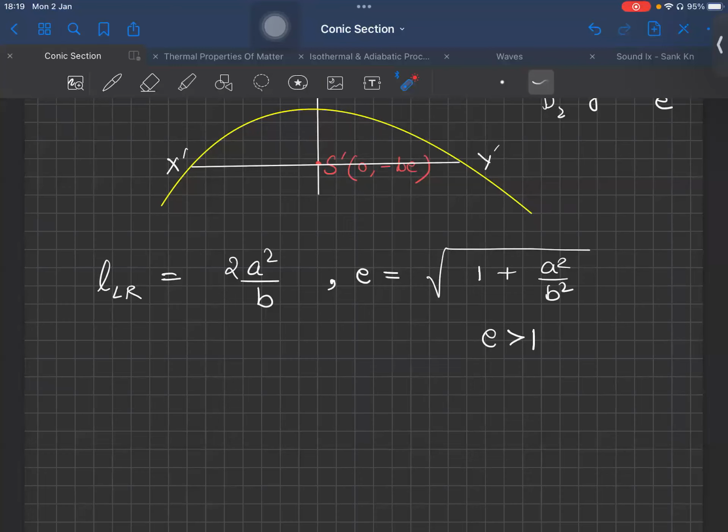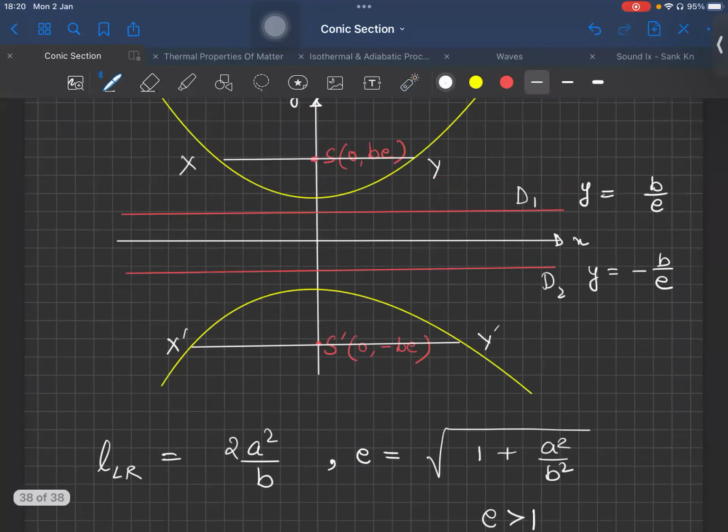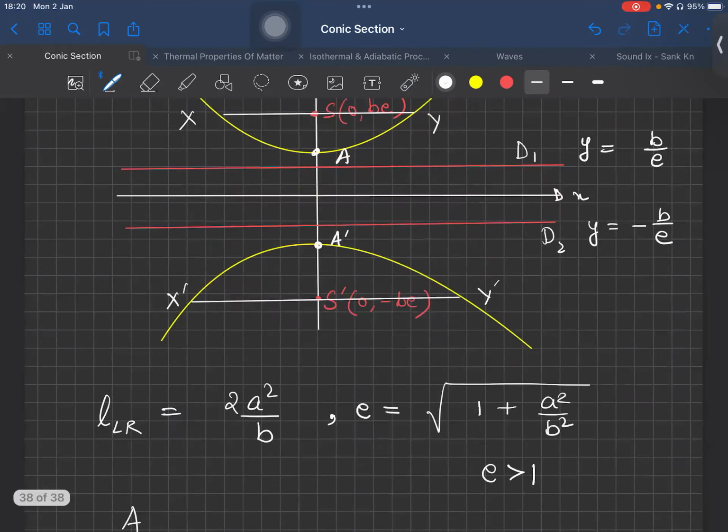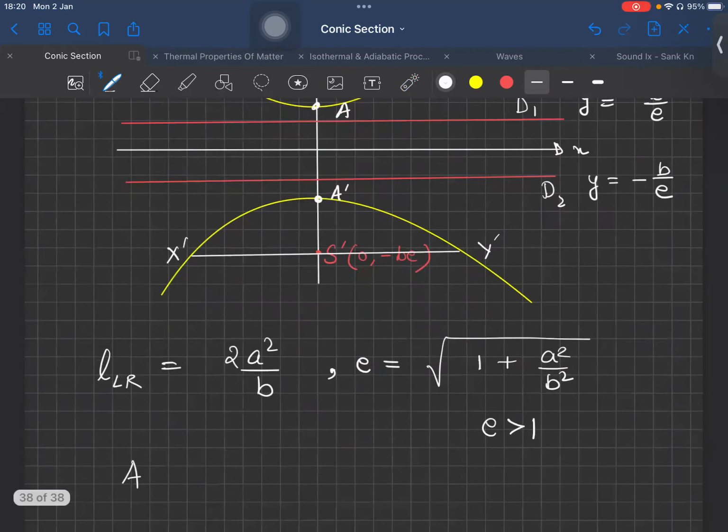Okay, what else? Vertices. What are the vertices? Let's say this is A dash and this is A. These are the vertices. So how can you write A comma A dash?